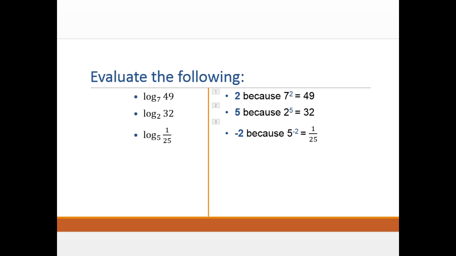I can evaluate these expressions. Log base 7 of 49. We know this is 2 because I know 7 squared equals 49. Log base 2 of 32 is 5. Remember, logs give us our exponents because 2 to the 5th is 32. Log base 5 of 1 over 25. 1 over 25 is the same as 1 over 5 squared, which is 5 to the negative 2 power, and 5 to the negative 2 power is 1 over 25, so my answer is simply negative 2.